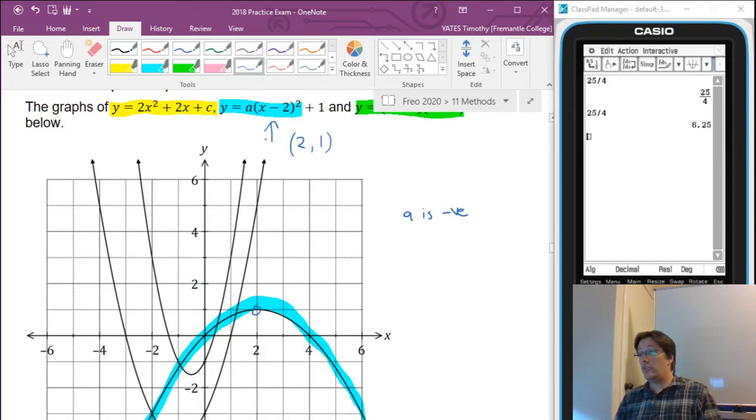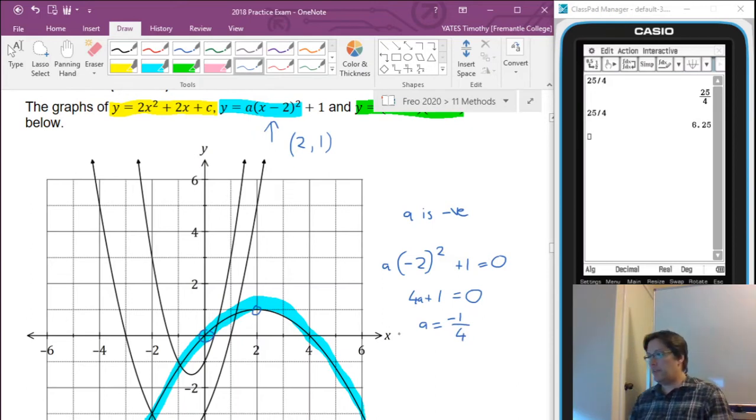Another thing we can try is what happens when x is equal to 0. If x is equal to 0, we've got negative 2 all squared, or a times that, plus 1. And we can see here that it's going to be 0 there. So we basically got 4a plus 1 equals 0, which means that a is negative 1/4, which tracks because we were expecting it to be negative because it is pointing down. So we can quite straightforwardly say that a is negative 1/4.